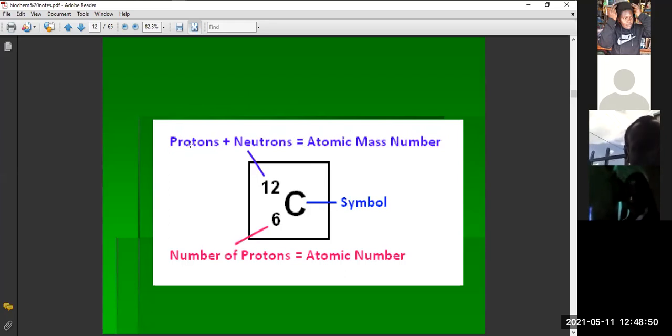If you wanted the number of protons, protons is equal to atomic mass number minus neutrons. So minus neutrons to find the proton number. So proton number, this is the atomic mass number that we have here. It's 12. Number of protons is 6.